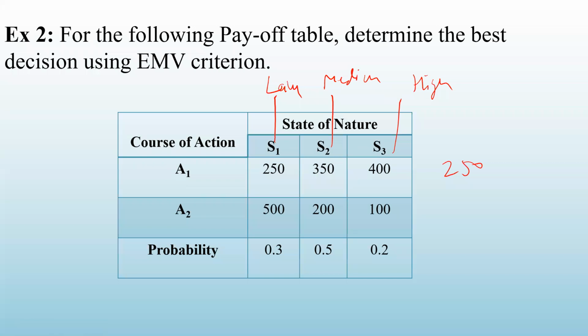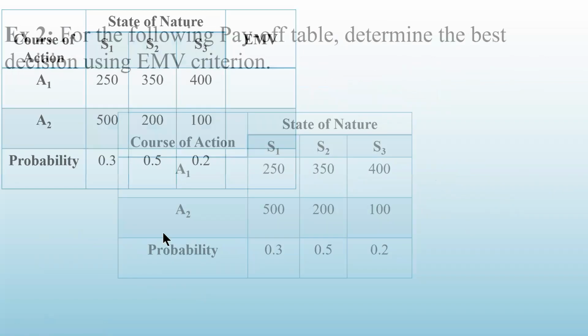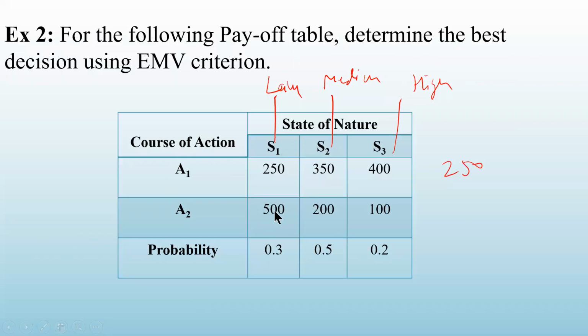Actually, if you look at the dictionary meaning of regret, का मतलब हिंदी में होता है पछतावा. You know, I'm having a regret. मतलब मुझे पछतावा हो रहा है कि मैंने क्यों नहीं A2 को सेलेक्ट किया. Otherwise, I would have got a profit. तो मुझे लॉस इनकर्ड हो गया. कितना? 500 minus 250. Similarly, what about this figure?